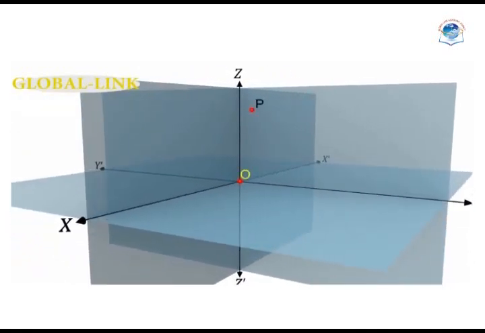Given a point P, drop a perpendicular on the XY plane to meet the plane at Q. Drop another perpendicular to the XZ plane to meet the plane at point R. OR is the X coordinate, RQ the Y coordinate, and PQ the Z coordinate. To locate a point when given the coordinates, we simply reverse the process.